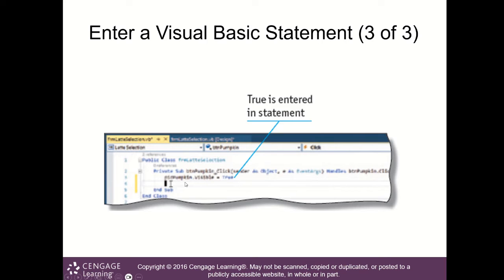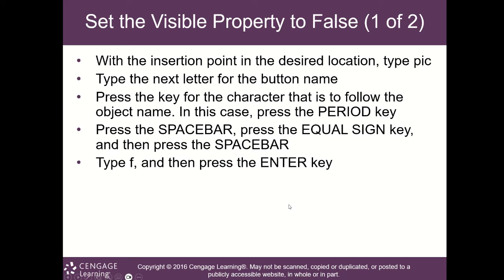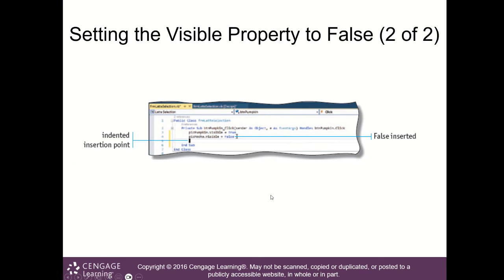So here, that's the example. You enter the statement here and then true is entered in the statement. Similarly, you can set the visible property to false as well. You insert the false.